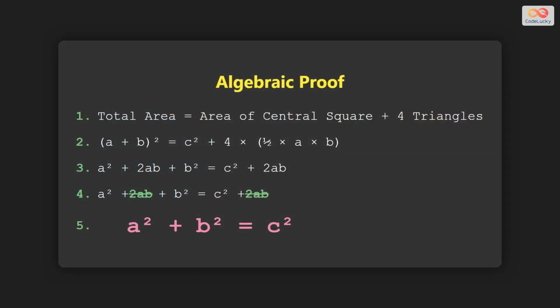For those who like algebra, we can write this down. The total area of the large square is side a plus b, squared. This area is made up of the 4 triangles plus the central square c squared. When we expand the equation and simplify by canceling out identical terms on both sides, we are neatly left with our famous result: a squared plus b squared equals c squared.